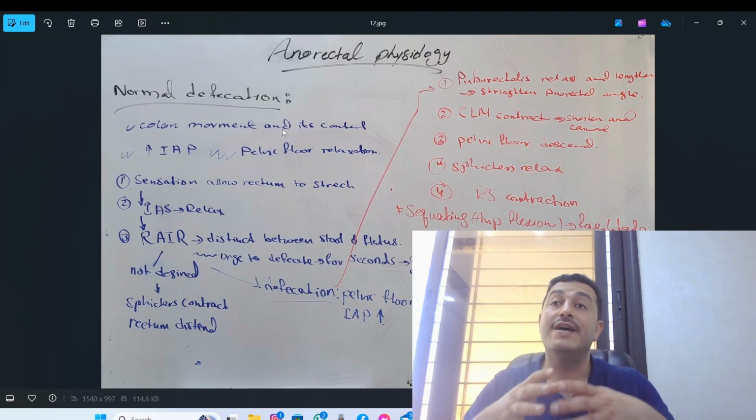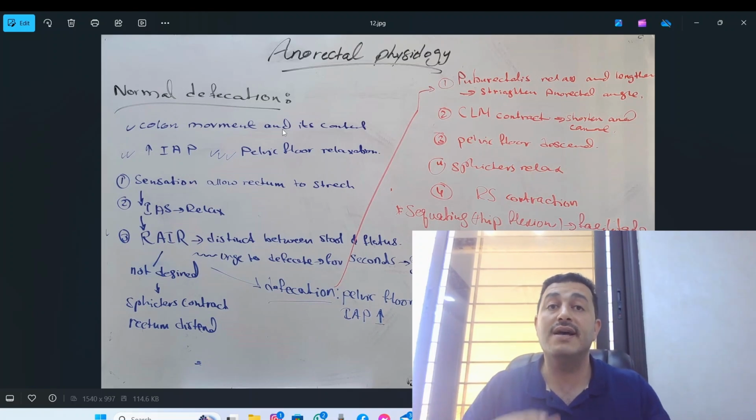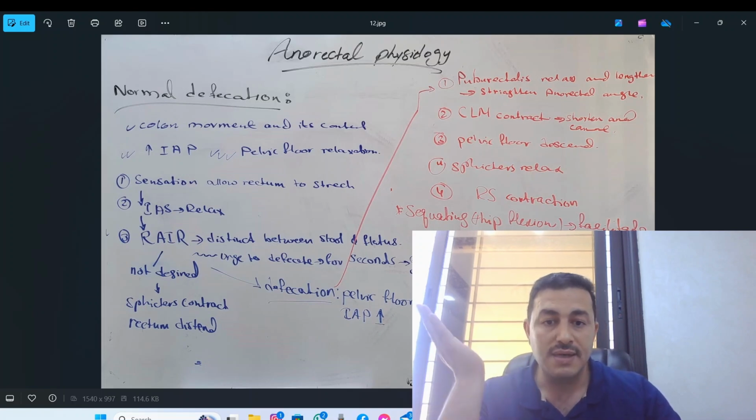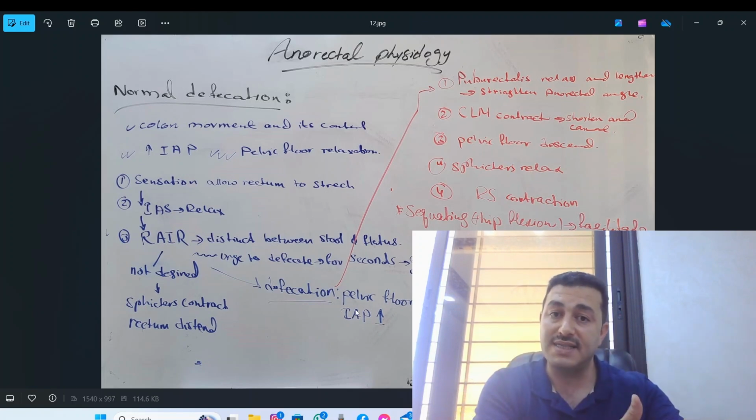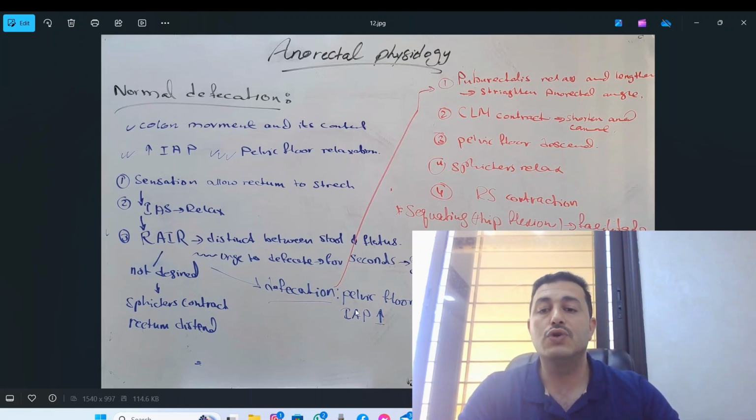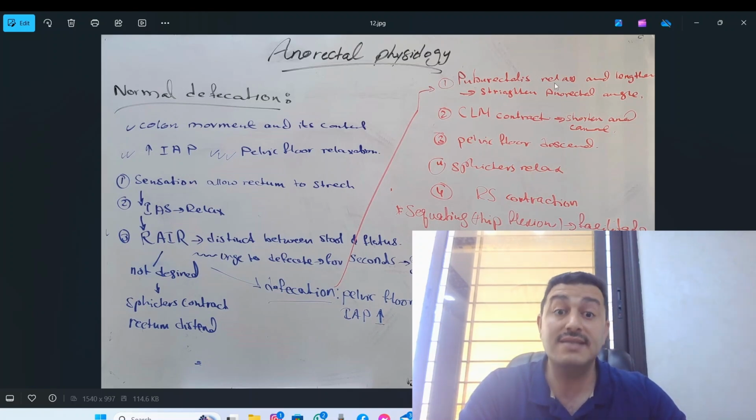The rectoanal reflex will relax the proximal anal canal and contract the external anal sphincter. The stool will reach the level of the distal anal canal. At this level, we have the conscious suppression, which is the responsibility of the external anal sphincter. If it is acceptable and you want to defecate, the puborectalis muscle will relax, straightening the anorectal angle.